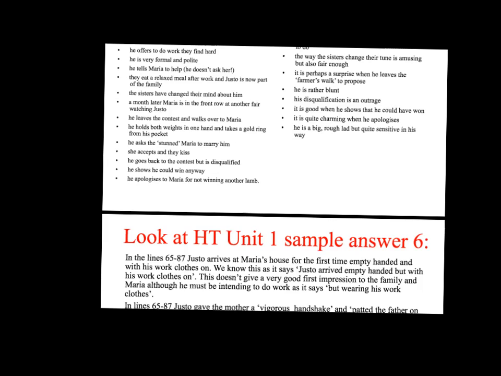A month later, Maria's in the front row at another fair watching Justo. He leaves the contest and walks over to Maria. He holds both weights in one hand and takes a gold ring from his pocket. He asks the stunned Maria to marry him. She accepts and they kiss. He goes back to the contest but is disqualified. He shows he could win anyway. He apologises to Maria for not winning another lamb.